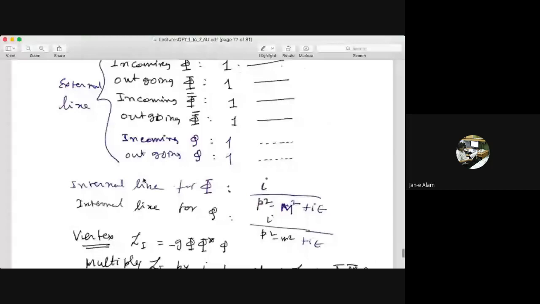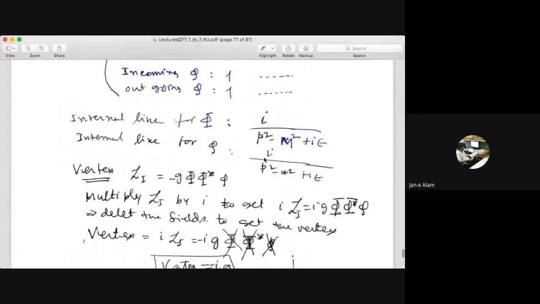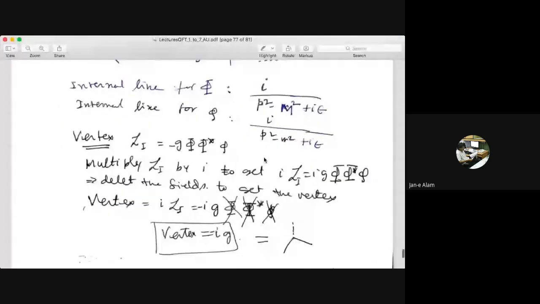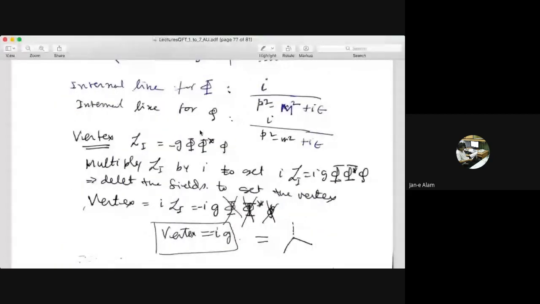This is the notation we will use for incoming and outgoing particles for the external line. For the internal line, we will be using this as propagator. And for vertex, I will tell you very simple relations. Whenever you have an interaction Lagrangian, like here, let me call it Li. So this is the interaction Lagrangian. I will multiply this by i, right? So if I multiply this by i, I get minus i g phi phi star Phi. So this is what I get.